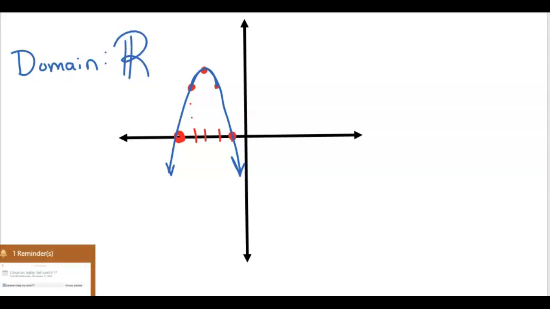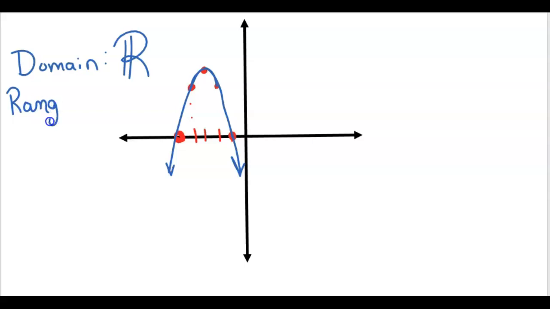The domain on the parabola is always going to be all real numbers. But the range is not. It's pointing down, so the range is going to be y less than or equal to, what is the y value of this number right here?